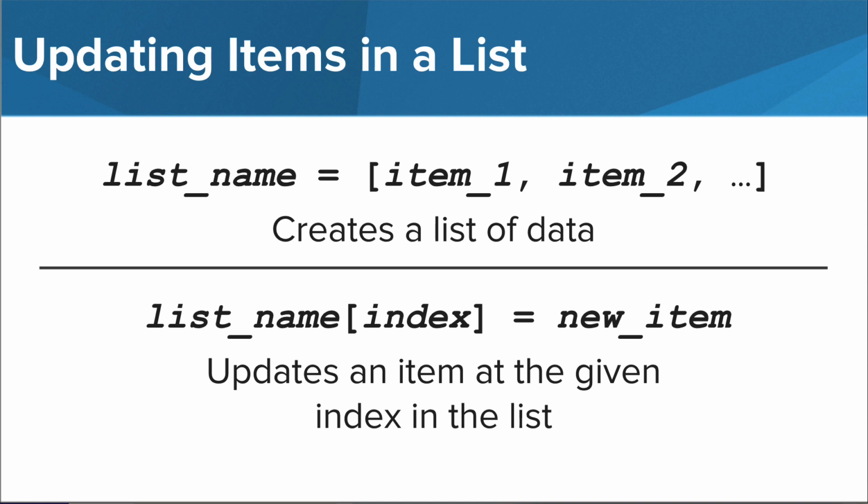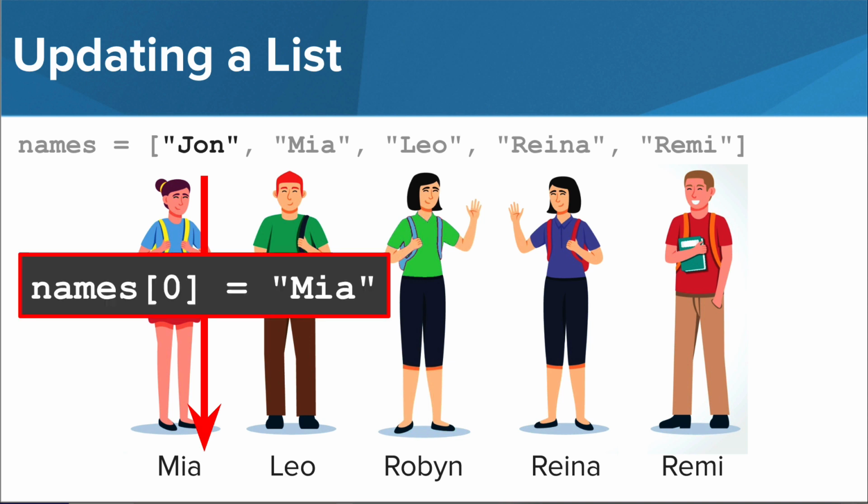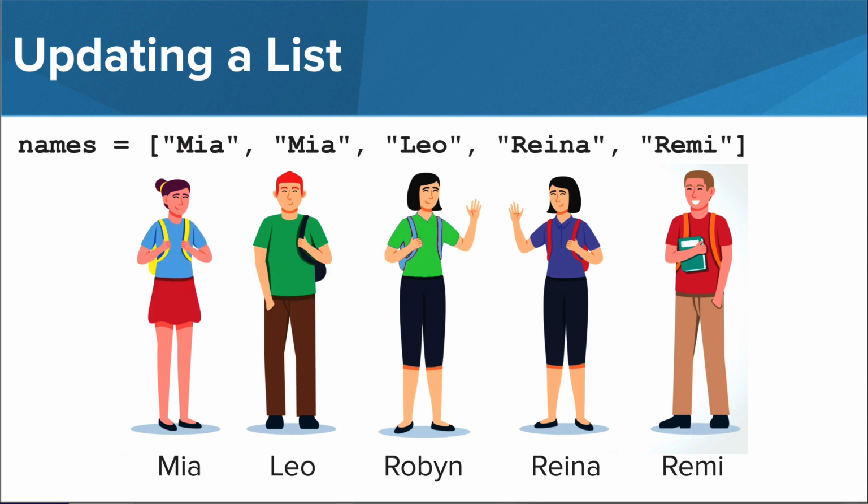Let's use this to update our line of students. We can see that the first three items in the list are not correct. Let's start with the first item. We need to change the item from John to Mia. To do this, we can access that item using names at 0 and then set it equal to the new value we want to use, which is Mia. Now our first item is correct, but we still have two more to update.